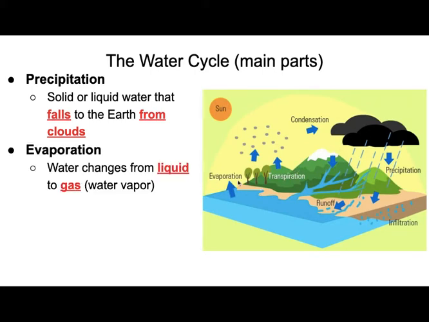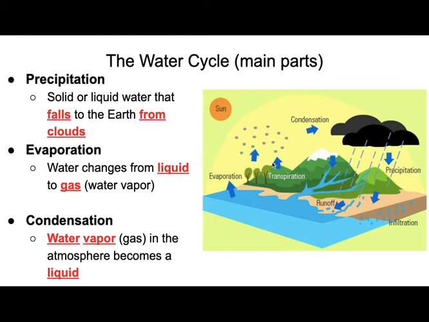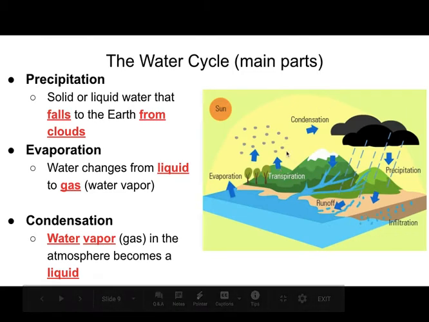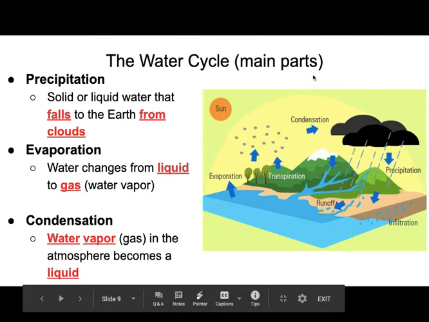Evaporation is when liquid water changes from a liquid to a gas. The sun provides energy that heats up the molecules, makes them expand and become water vapor. Condensation is when that water vapor, as a gas in the atmosphere, becomes a liquid. So those three steps are the three major steps of the water cycle: evaporation, condensation, precipitation. But we also have these three other parts of the water cycle that we're going to be covering.